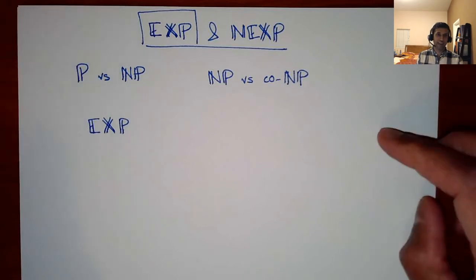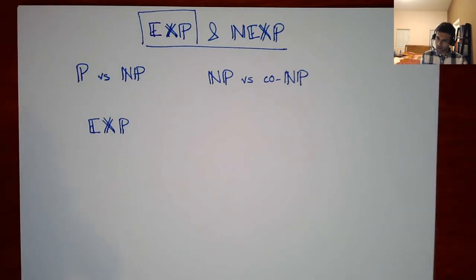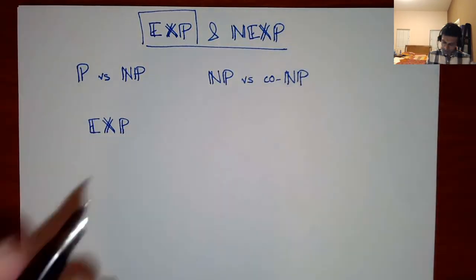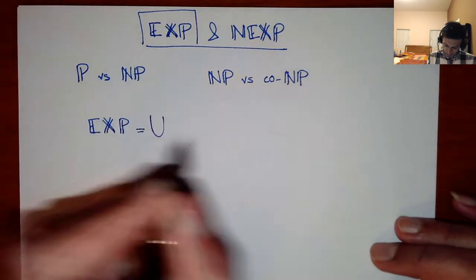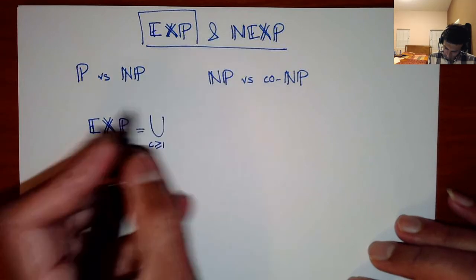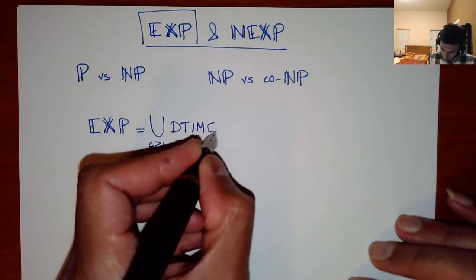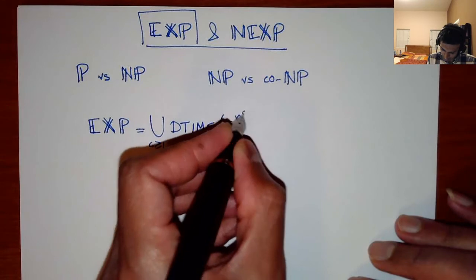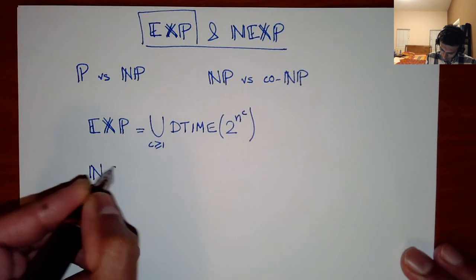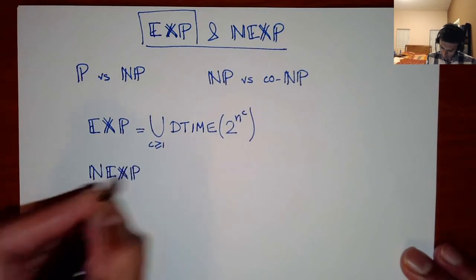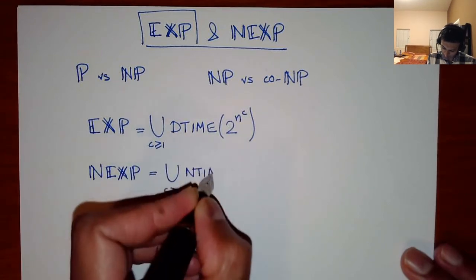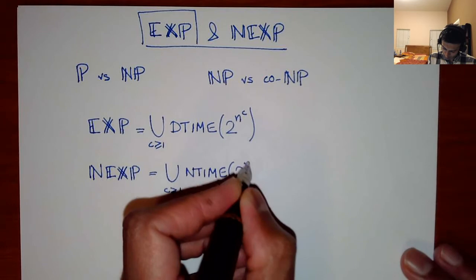So yes, EXP and NEXP, exponential time and non-deterministic exponential time. I said the leading questions are P versus NP and NP versus co-NP. So let me define what exponential time is. This is the union over c greater than 1 of DTIME(2^(n^c)). Right? This is exponential time, and non-deterministic exponential time is basically NTIME(2^(n^c)).